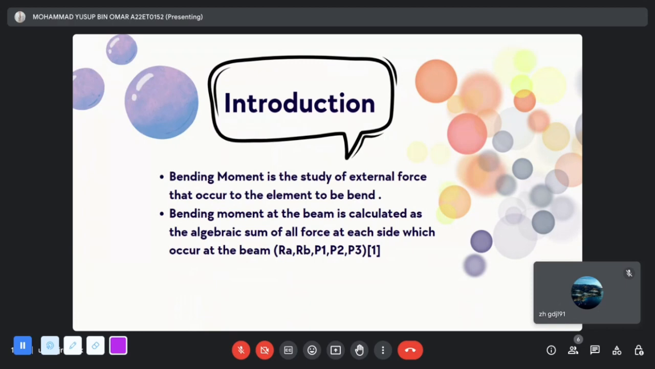Okay, so for the introduction, bending moment is the study of the internal force that occurs when an element is bent. Bending moment at the beam is calculated as the algebraic sum of all forces on each side of the beam, RA, RB, P1, P2, and P3.